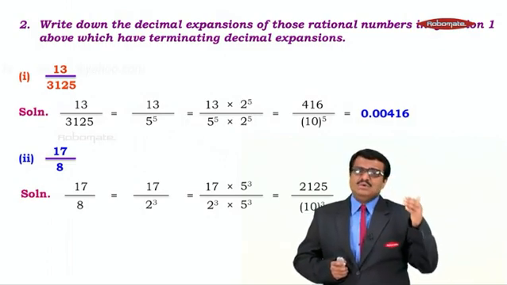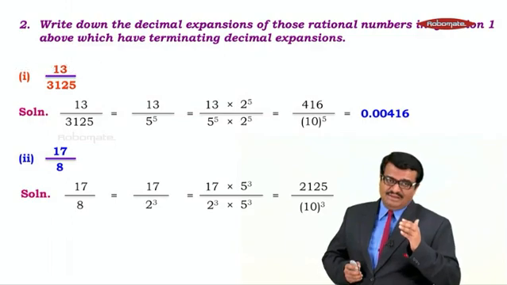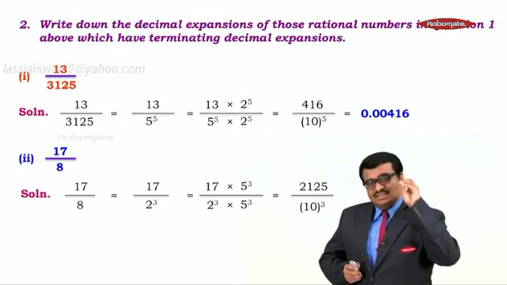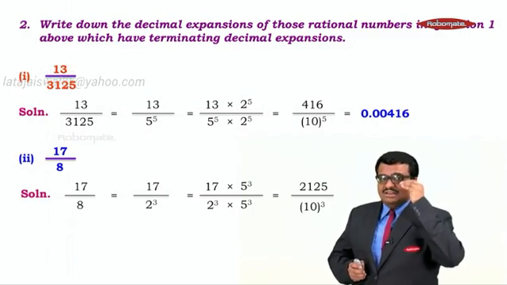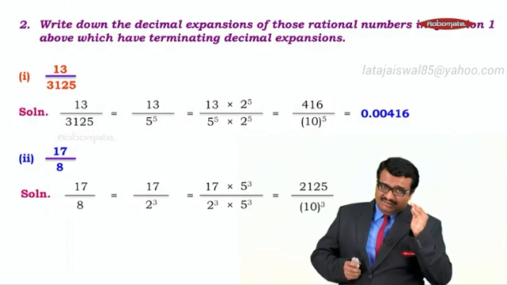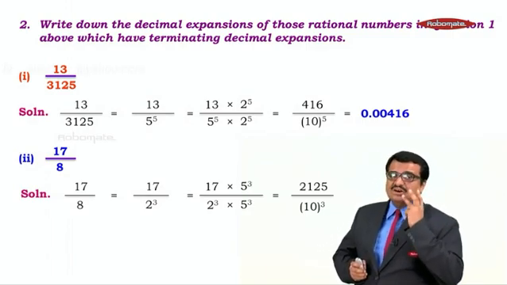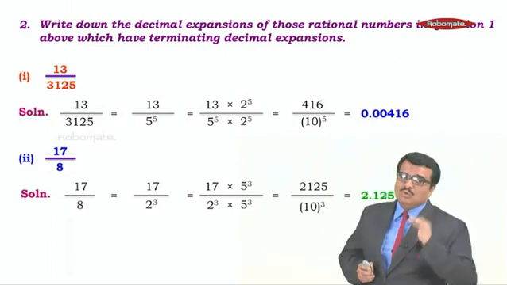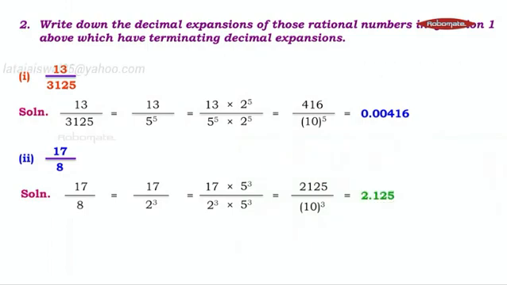Now you have 2125. If I want to put a decimal point, where will I put it in 2125? 2125.0. Now 2125 upon 1000 we are dividing. That means the decimal will shift 3 positions to the left, because 1000 has 3 zeros. So you will have 2.125. This is the decimal expansion of 17 upon 8.